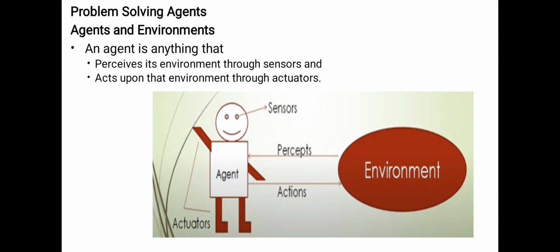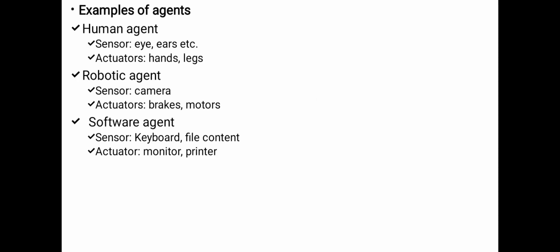Hello everyone. In this video we are going to see about the problem solving agents. Agent is anything that perceives its environment through sensors and acts upon the environment through actuators. The examples of agents are, first one, human agents.